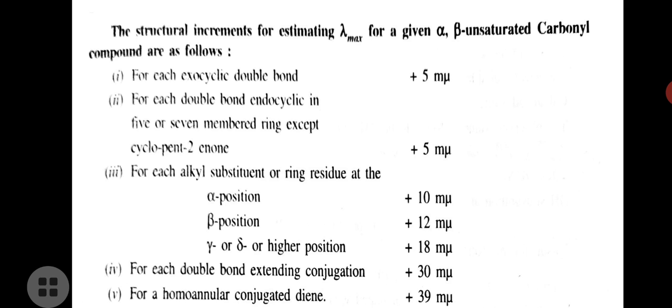For each exocyclic double bond, it is plus 5 millimicron. For each double bond endocyclic in a 5 or 7 membered ring except cyclopentanone, it is plus 5 millimicron. For each alkyl substituent or ring residue at the alpha position, it is plus 10 millimicron. At beta position, it is plus 12 millimicron. At delta or gamma or higher position, it is plus 18 millimicron. For each double bond extending conjugation, it is plus 30 millimicron. For a homoannular conjugated diene, it is plus 39 millimicron.